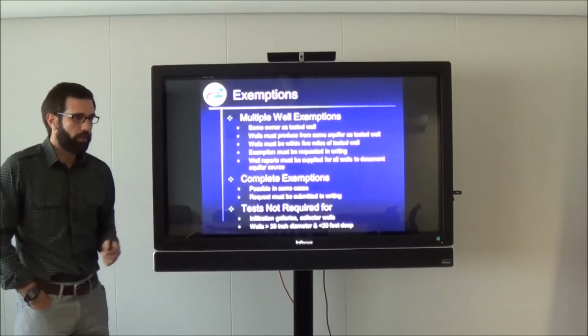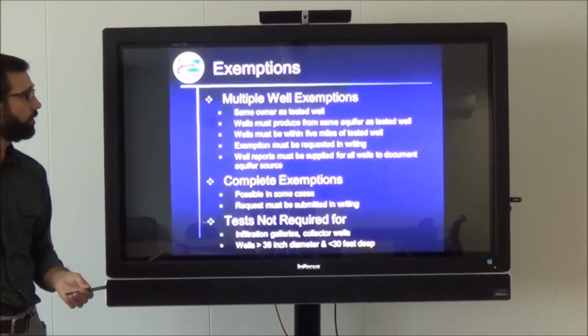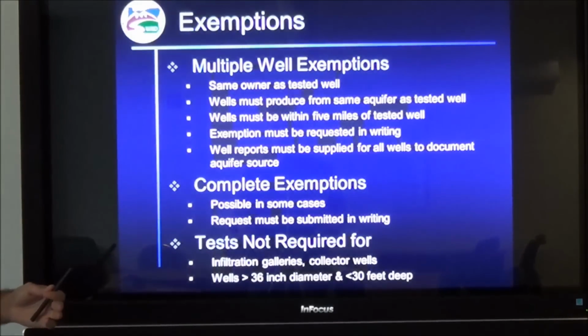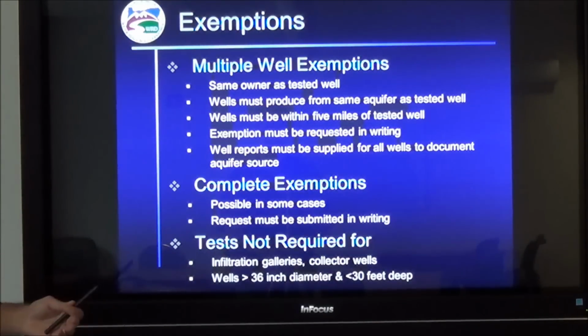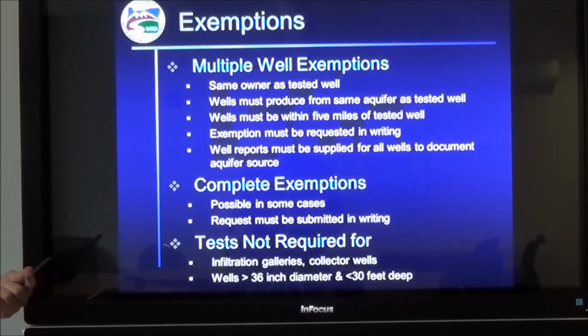So there are certain examples where you can get exemptions from the pump test program. The first one is a multiple well exemption. So if you have multiple wells on the same water right or even on different water rights, as long as it's the same owner on the well and the wells produced from the same aquifer and they're within 5 miles of each other, you can get a multiple well exemption. So you just test one well and the others are exempted. Now you need to request that in writing to the department, and you have to supply us with the well logs.